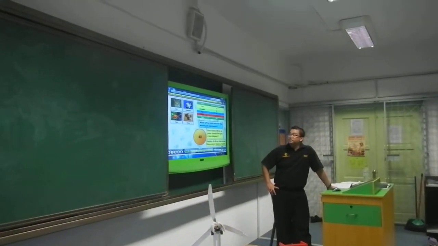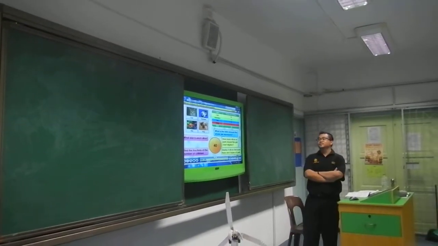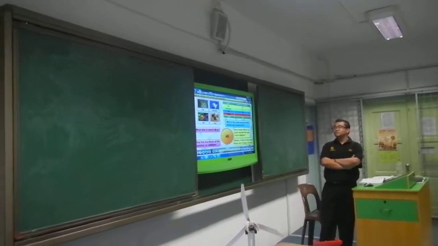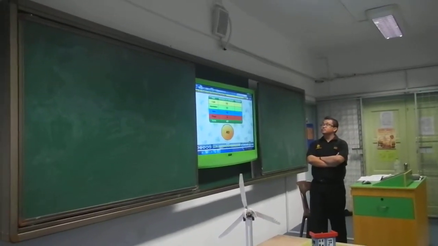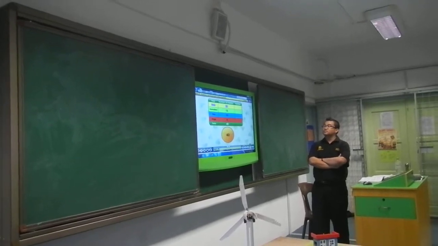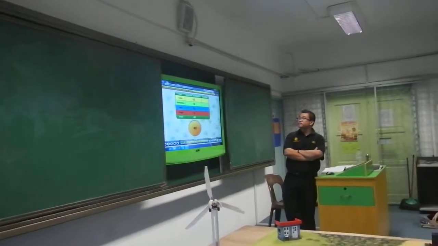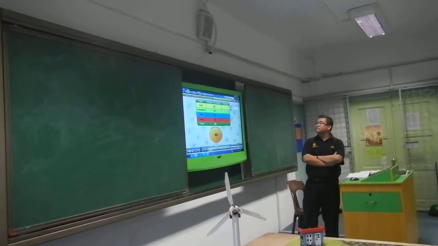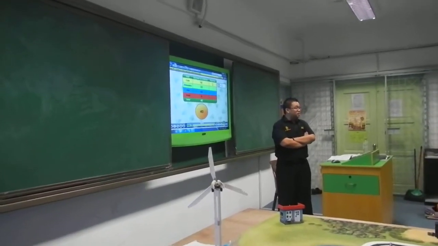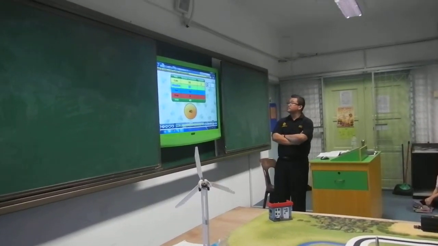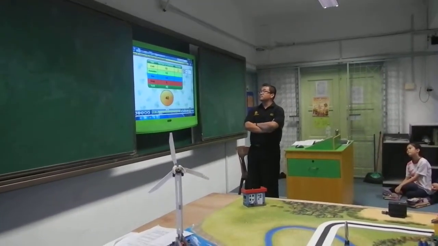Okay, very good. How would you decide the size of each slice? We need to find the fraction of the number of children for each type of pet. What fraction is the number of children who like cats? 10 over 40 equals 1/4. What fraction is the number of children who like hamsters? 15 over 40 equals 3/8.